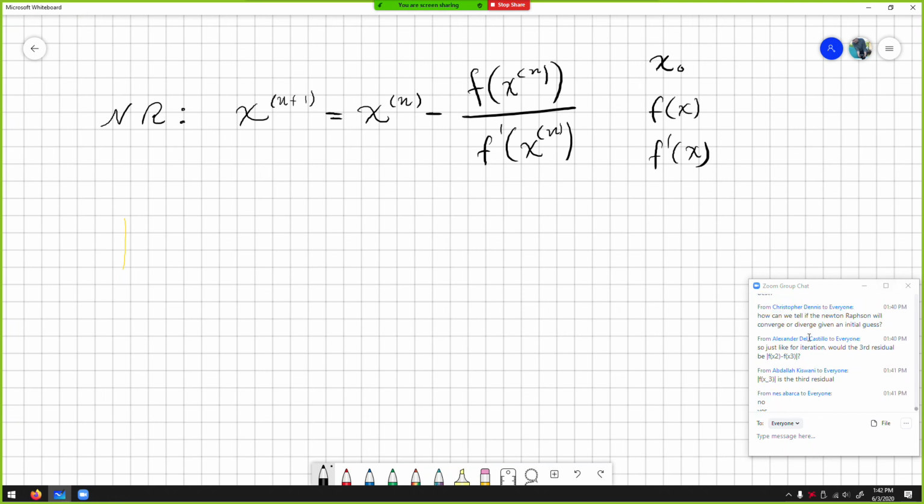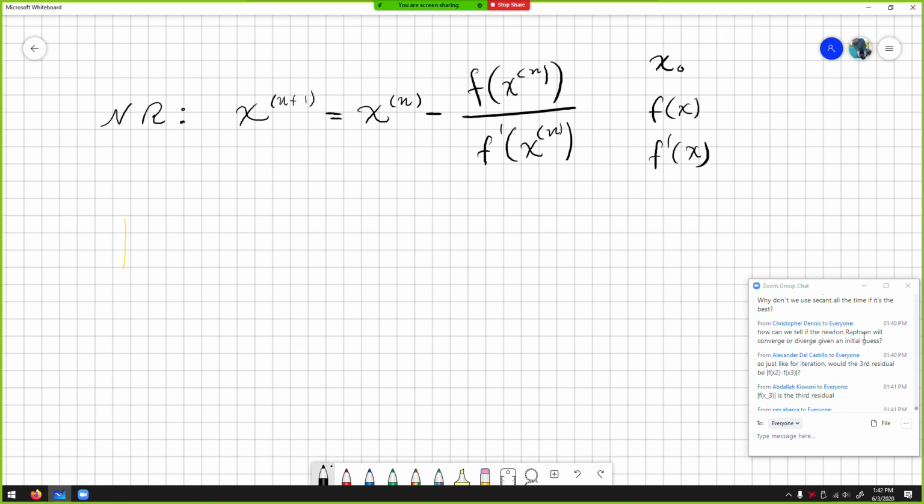Why don't we use secant all the time? How can I tell if Newton-Raphson will converge or diverge? There's no real good way of knowing. You can have a bad initial guess or a good initial guess, and you can tell with an iterative method. There's something I forgot what it is.